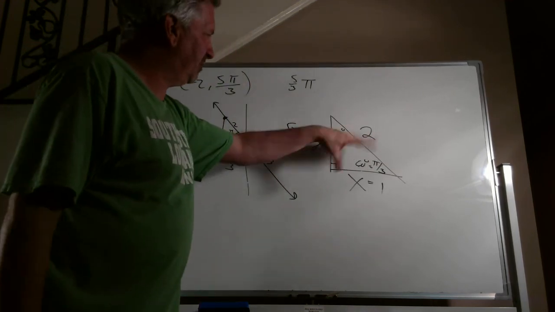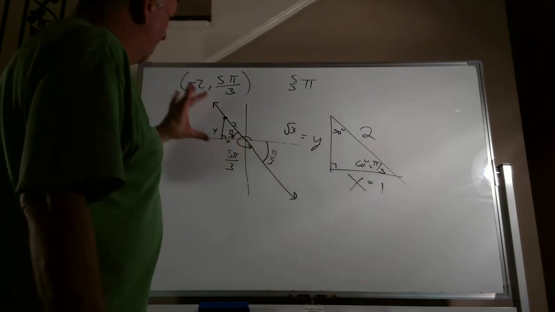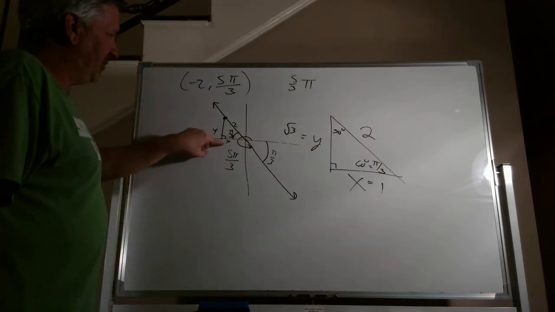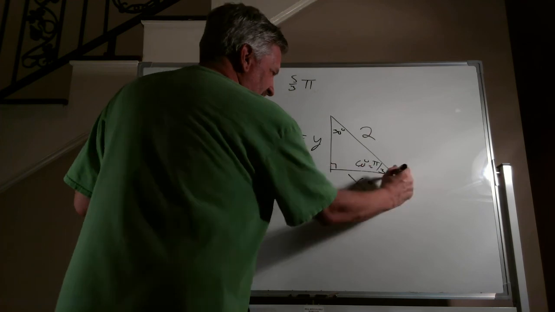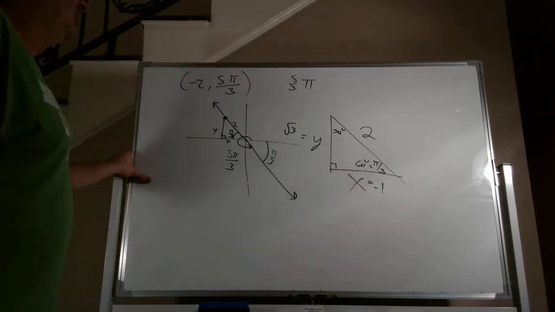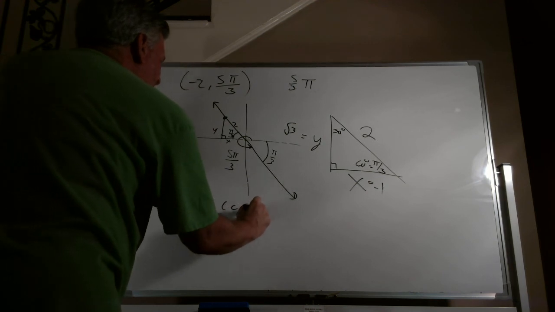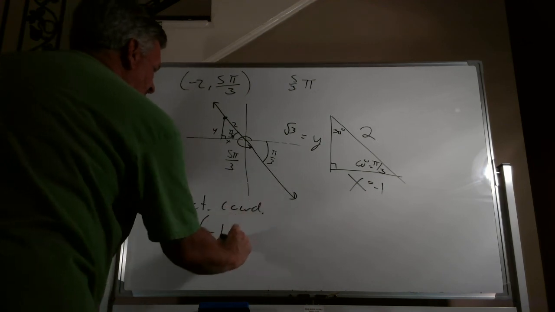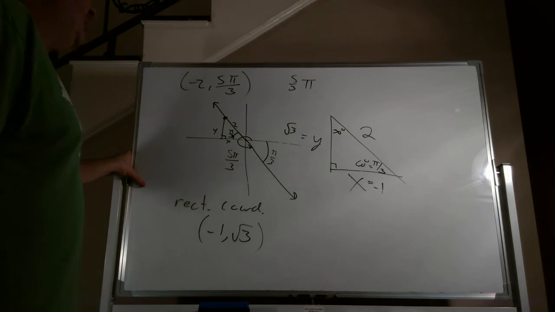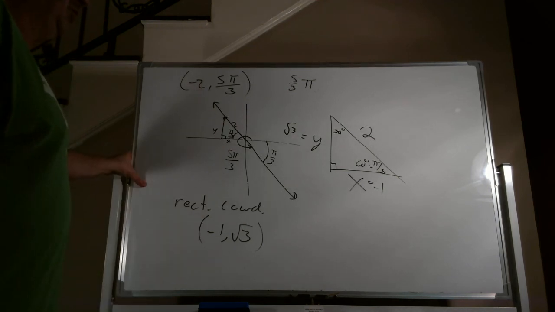I drew this triangle just out here floating in the middle of nowhere. But if you go back and look at the picture, remember, in this quadrant, x is negative. So the length is 1, but x is actually negative 1. So for those polar coordinates, the rectangular coordinates for that point are -1, square root of 3. Notice I didn't really use anything that we hadn't used before.